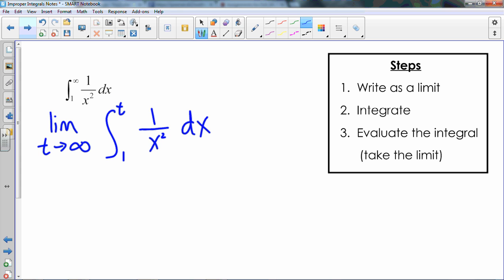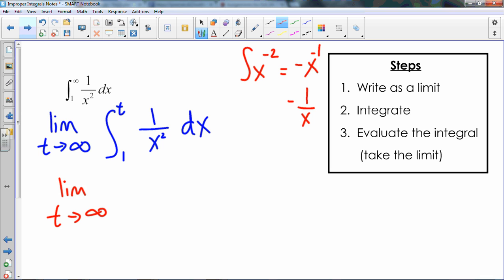Then you integrate. The integral of 1 over x squared, remember it helps to think of that as x to the negative 2. So if you integrate x to the negative 2, that turns into negative x to the negative 1. So we have the limit as t approaches infinity of negative 1 over x. And this is really important, as I said last class, when you're evaluating limits, think of negative exponents as fractions. You're much less prone to making small mistakes. We're evaluating that from 1 to t. That was our integrate.